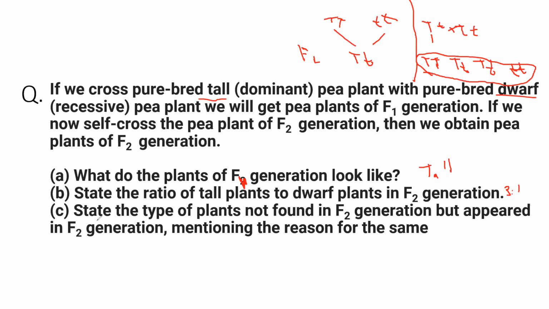Third one, state the type of plants that is not found in the F1 generation but appeared in the F2 generation. The dwarf one. So this is, you just need to write like this. So this is how you write the answer. You just need to write it small. So that's the good part of this chapter. You just need to write it like this.